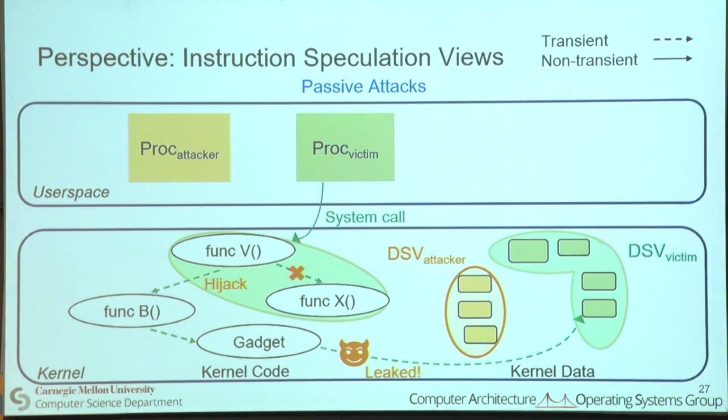The goal here is to limit speculative execution of system calls to a small set of trusted kernel functions. Thus, we introduce instruction speculation views, or ISVs, which are defined as the set of kernel functions that a given execution context can speculatively execute. Then, the hardware simply blocks any speculative execution outside of this set.